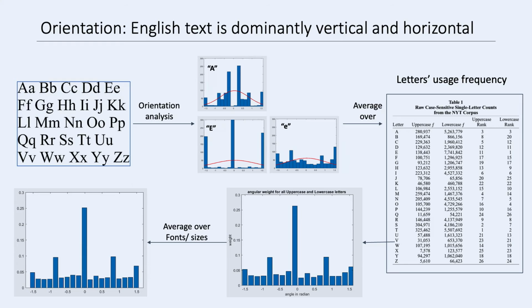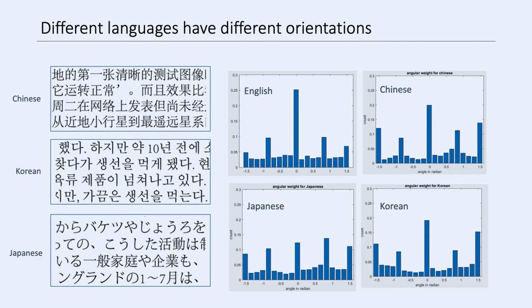I'm not going into too much detail, but orientation of the text, right? And for English, we have a way to analyze for letter A, E, and small e, and what the angular distribution is. And weighting over the usage frequency of your text, we can get also different fonts and different sizes. We can get a weighting function that we can use as part of that equation. Also interestingly, I'm learning different languages, and they are different. And so in our design, we do have to keep that in mind.